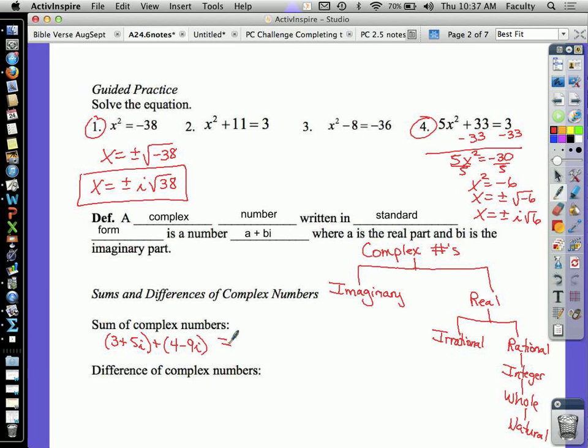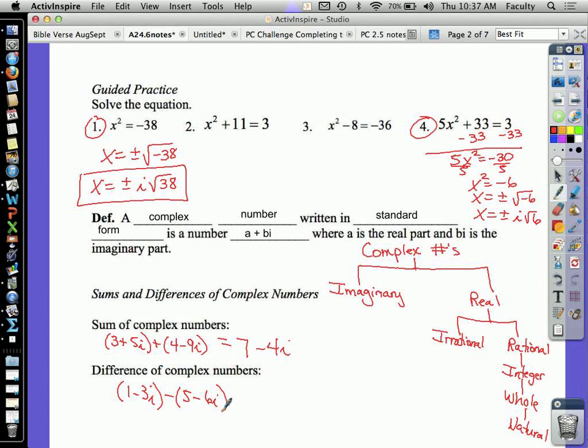So it's 3 plus 4 is 7. 5i minus 9i is minus 4i. That's it. It's really simple. The difference, however, might be a little bit more complicated.